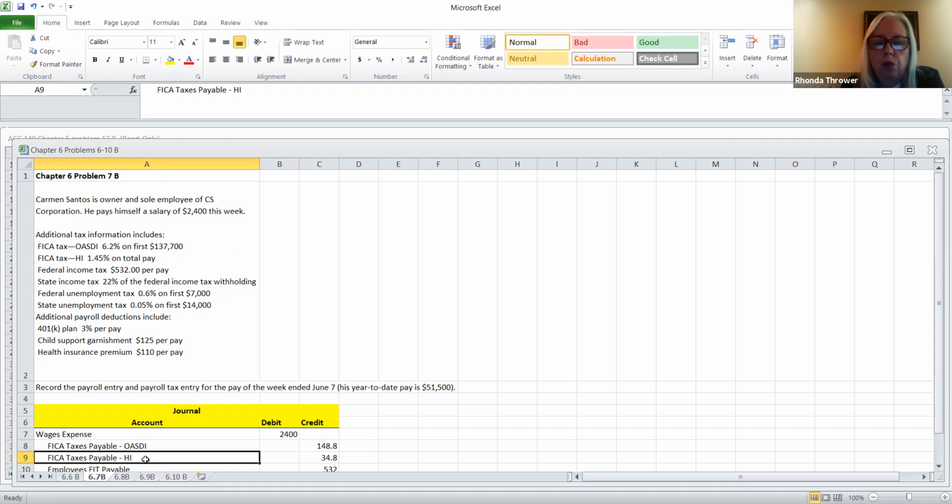And we're going to owe for our FICA taxes payable the portion of HI. We're going to find this $34.80 by multiplying 2,400 times 1.45%. That's how you get $34.80 as the amount of FICA taxes that is withheld from his paycheck. Remember, this is the employee's paycheck that we're withholding these amounts from in this first journal entry.